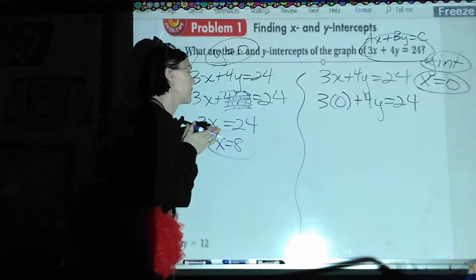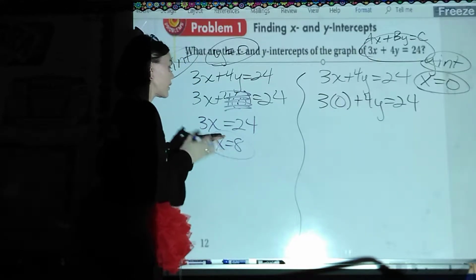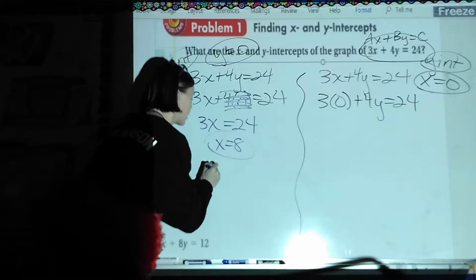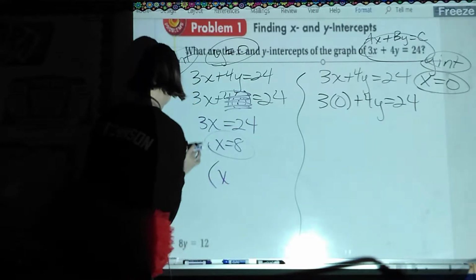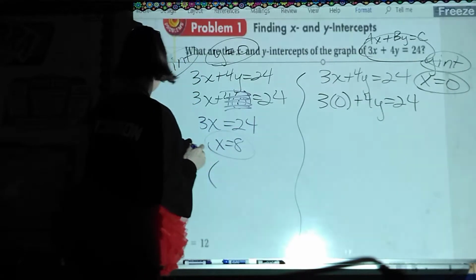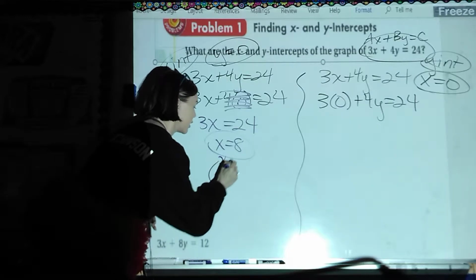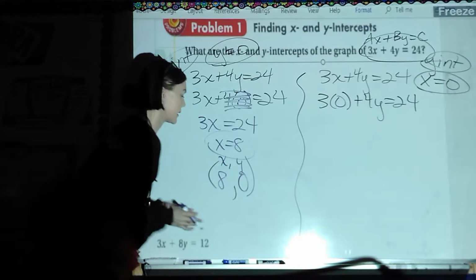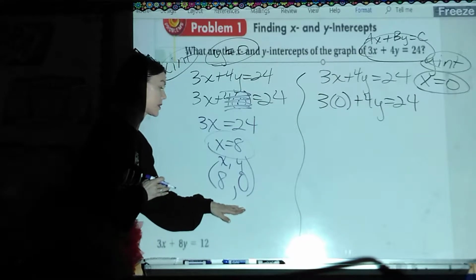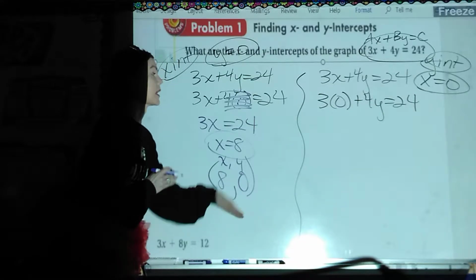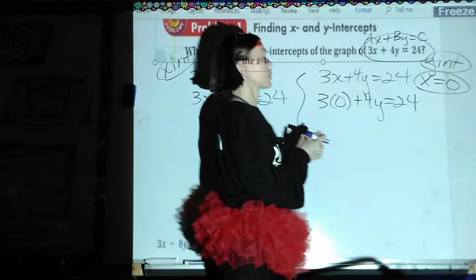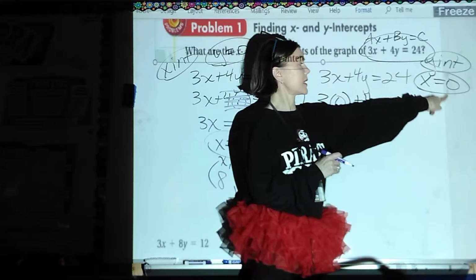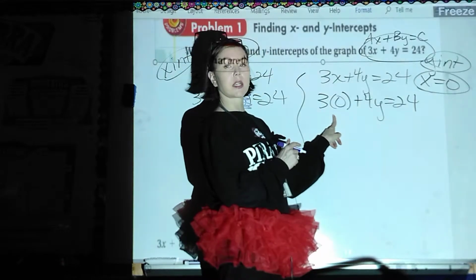So we said that with our x-intercept, the y is equal to 0. So what is the official answer? Our x value and our y value: our x is equal to 8, but our y is equal to 0. This is our x-intercept. Now let's do the y. When we're solving for the y-intercept, we make the x equal to 0, and that's exactly what we did here. So what happens here?